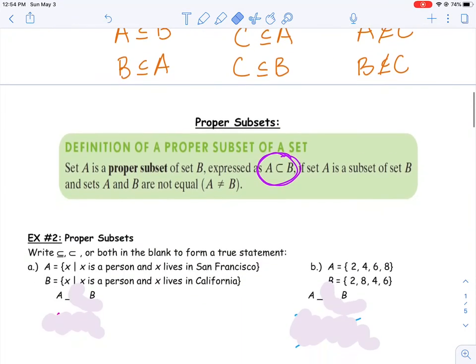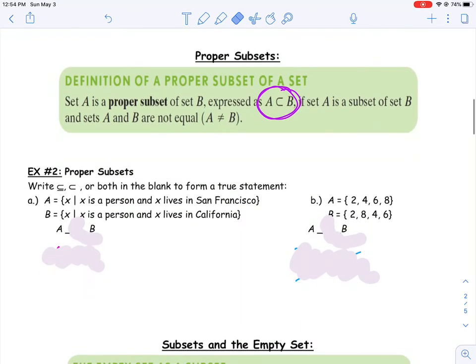All right, here's where it gets a little trickier. We're going to talk now about what we call proper subsets. Now, we have to make sure that it's a subset first. So we need to make sure that every element in A is in B. If that's true, then we could see if it's a proper subset.